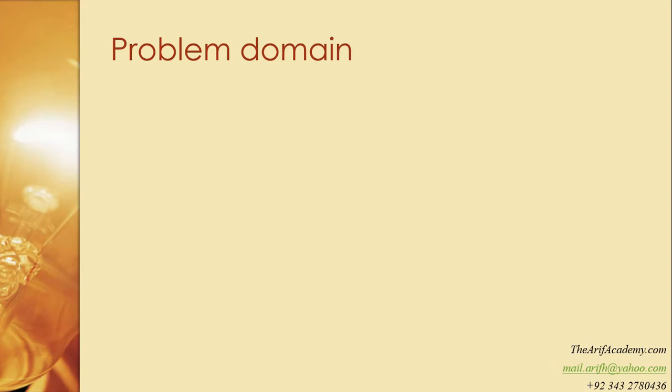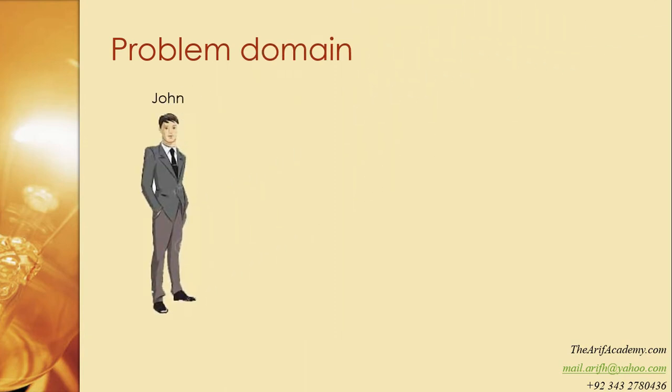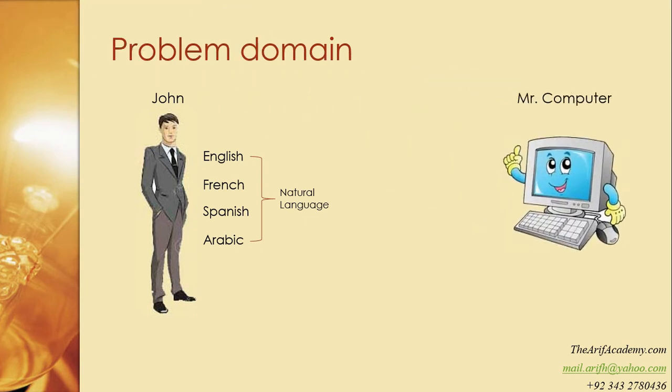Consider the following scenario where we have a Mr. John. Now Mr. John can speak different languages like English, French, Spanish, Arabic. So all these languages are called natural languages. Now on the other side we have Mr. Computer, but the problem with Mr. Computer is it can only speak machine language, that is a language of zeros and ones.